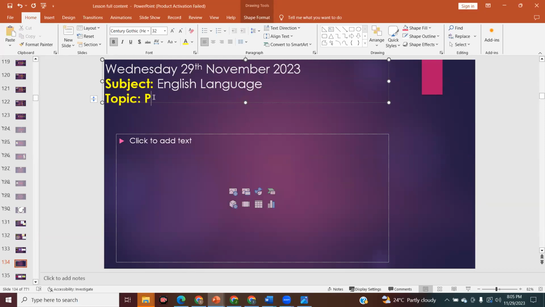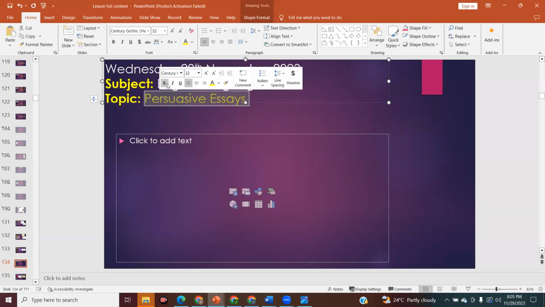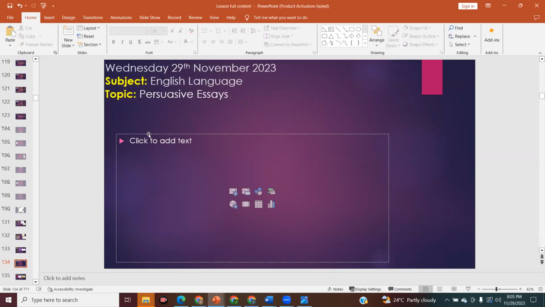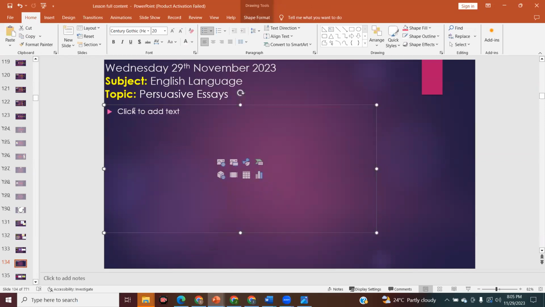Today we're going to be looking at persuasive essays. As the name suggests, persuasive essays are going to be all about what? Persuading someone. Very good. Convincing someone or persuading someone to perform a particular action. So that's what we're basically going to be talking about, persuasive essays. So how do you persuade someone, right?